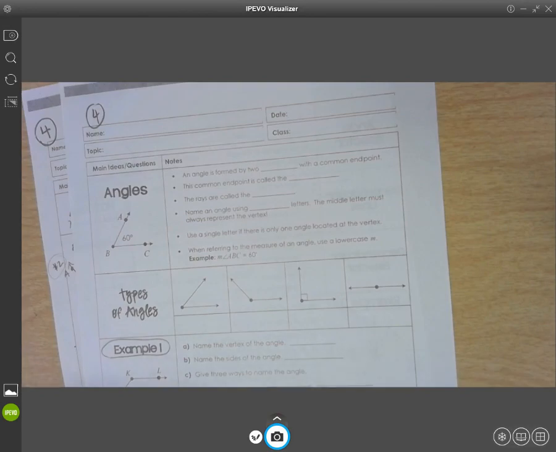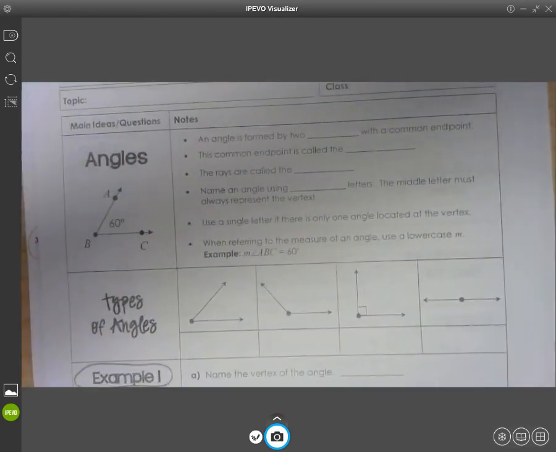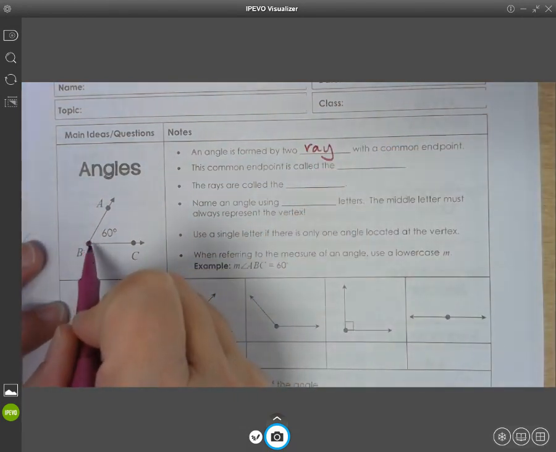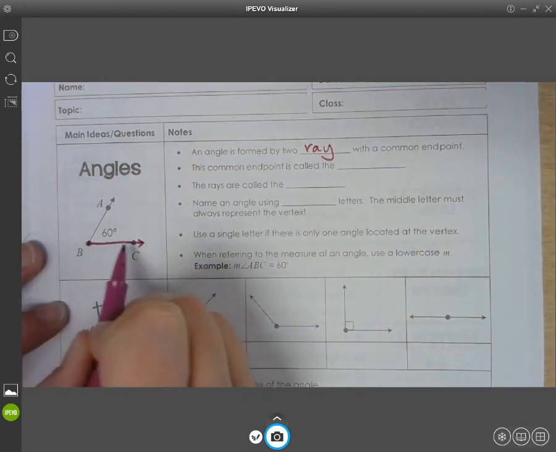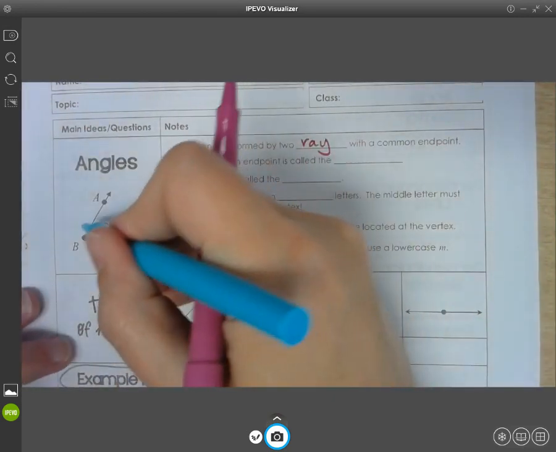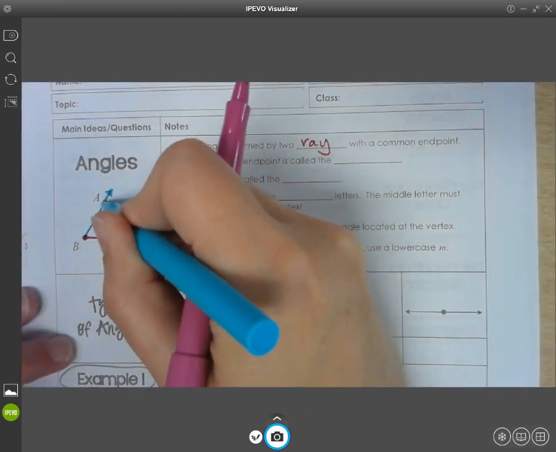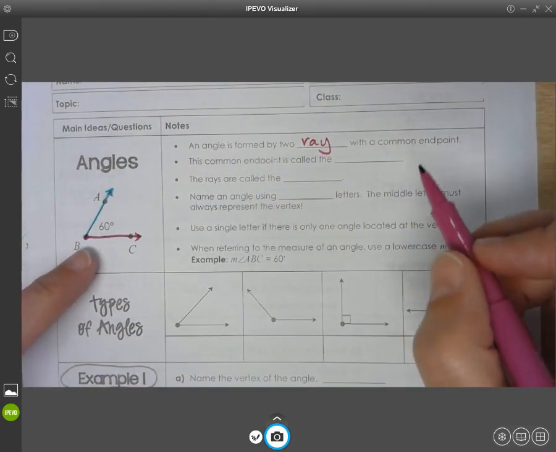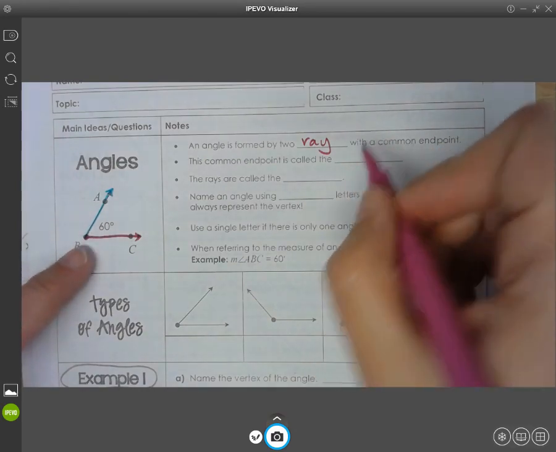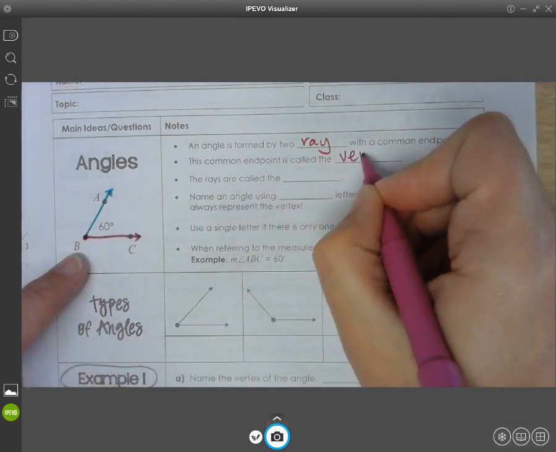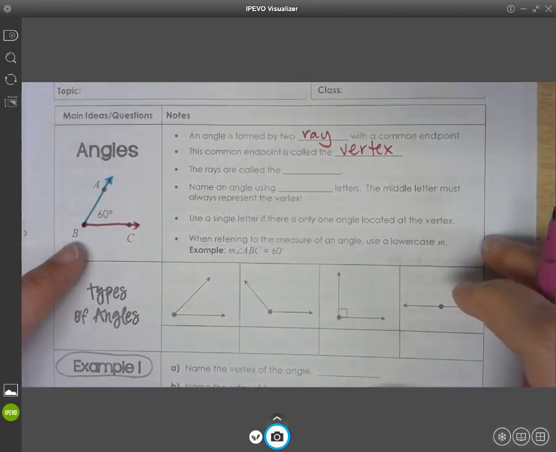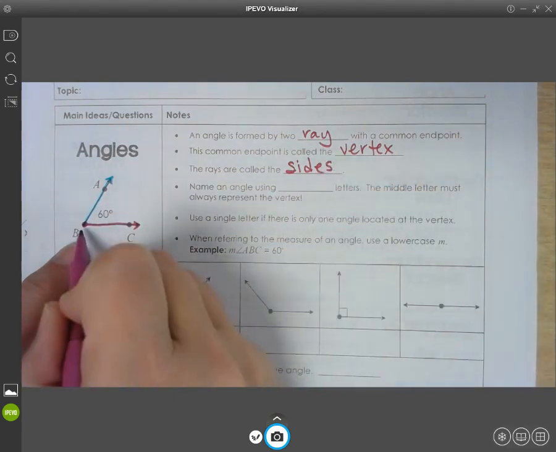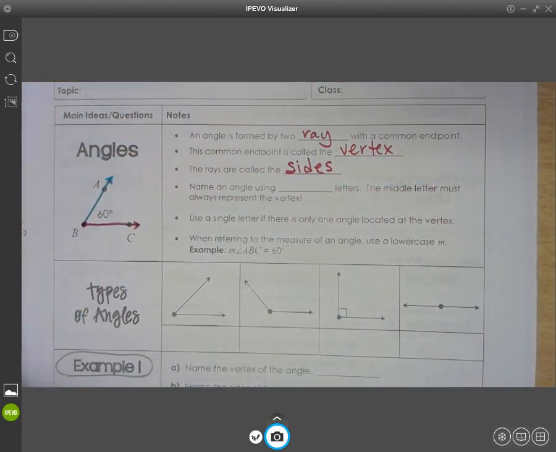All right, so an angle is formed by two rays that have a common endpoint. So this is the first ray. It starts at B and it goes through C. And then this is the second ray. It starts at B and it goes through A. Okay, so those two rays make the sides or the boundaries of our angle. The common endpoint, this point here at B, is called the vertex. That's the point of our angle. And the rays, like I just said, are called the sides. These are the sides of our angle.